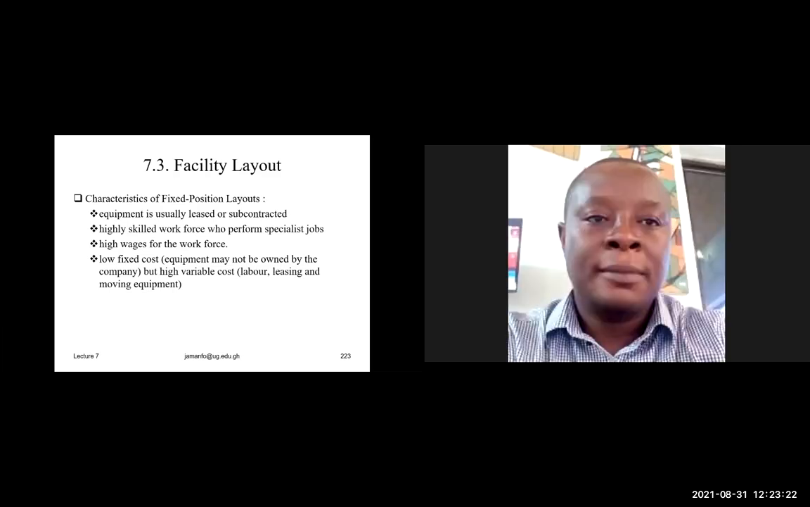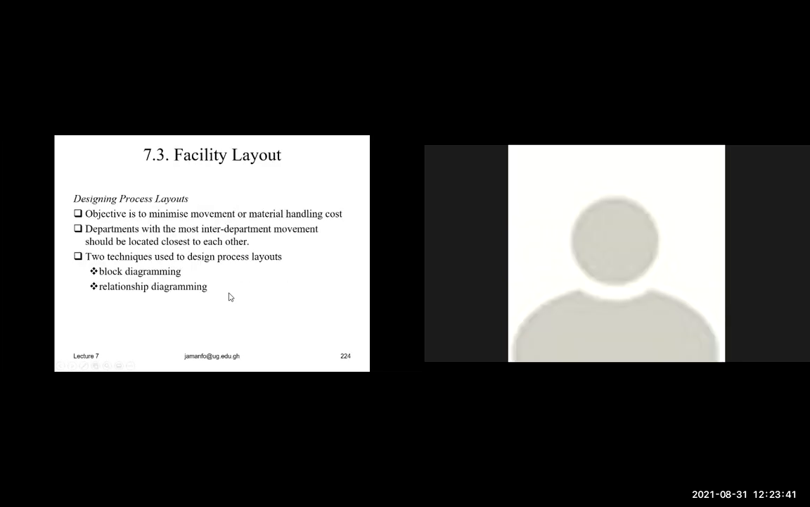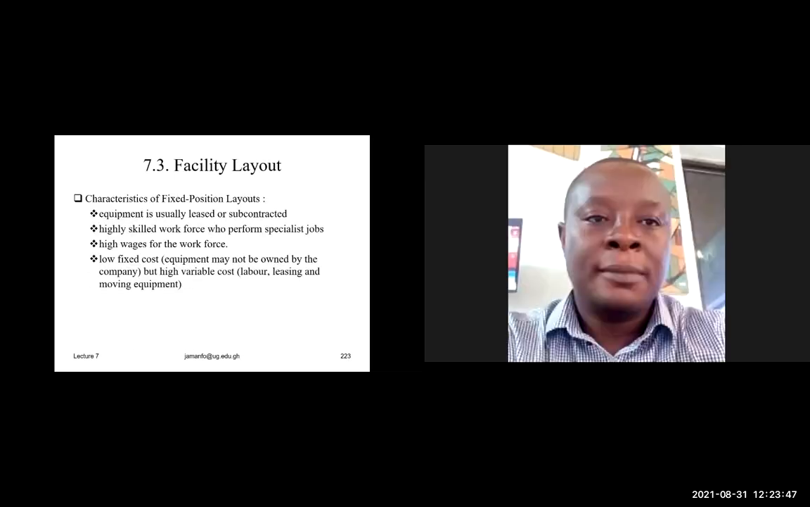Okay, so normally you will need people who have the skills required to do the job. It's normally a specialized kind of work, and you need the skilled people to do the work. Okay. So I was thinking of construction companies, those that do the roads, the layovers and all that. Yeah, that can also fit in there.